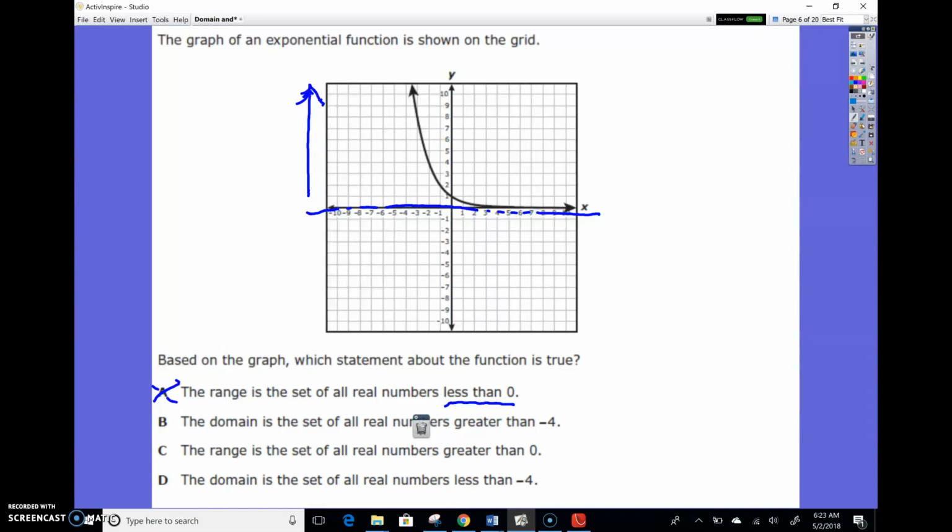Remember, for our exponential function, our domain is always all real, not greater than 4, guys, because it's just all real. Remember, this one, as long as it goes, it keeps on going. The range is a set of all real numbers greater than 0. This looks good. See, this is 0 and it's greater than 0. Again, the domain, remember, it's supposed to be all real, so that one's incorrect.